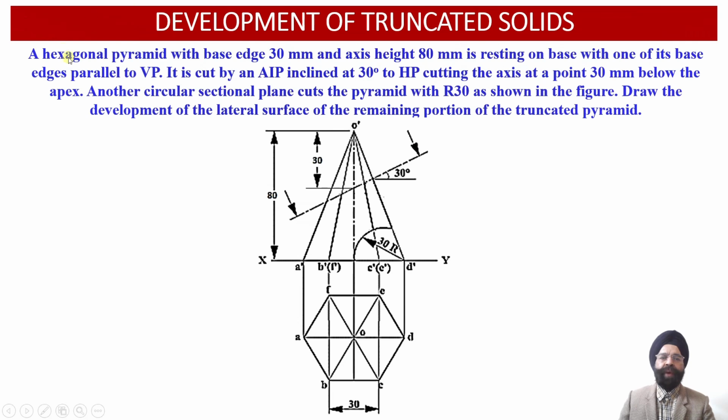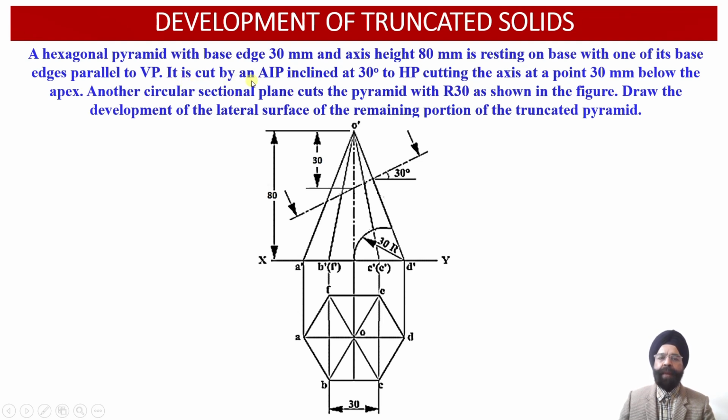Now here we have been provided with a hexagonal pyramid having base edge 30 mm and axis height 80 mm. This hexagonal pyramid is resting on its base on the horizontal plane with one of its base edges parallel to the vertical plane. So here we can observe that the base edge EF happens to be parallel to the vertical plane over here. Now this hexagonal pyramid has been cut by two cutting planes.